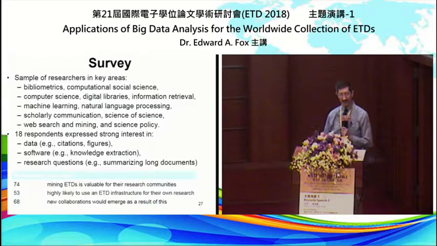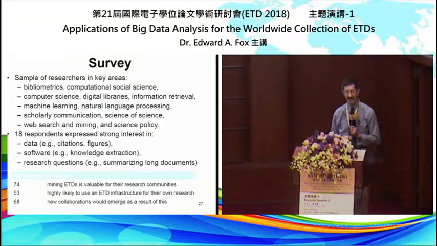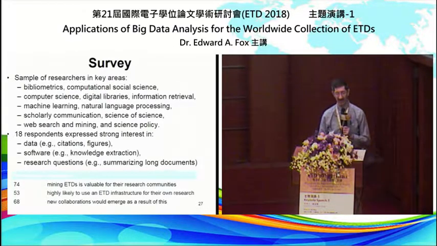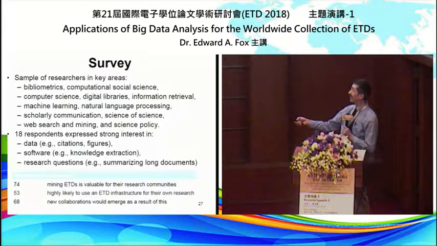So, okay, here's this first thing. The survey was done of many different researchers in all these different areas. You can see lots of different areas are interested in the kind of content that we work with. We had 18 respondents, and they were interested in the data that we have in the ETDs, including the citations, the references, the figures, the tables. They were interested in having software that would extract knowledge out of these works, and they were interested in answering research questions, such as how do we summarize long documents. So these are some of the responses that we had.